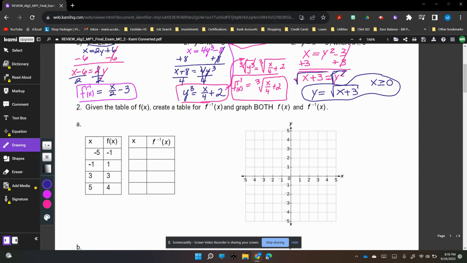Okay, for number 2, these are the super easy ones. There's nothing you're going to see that's easier than this. The first step of an inverse is, remember, switch x and y. So that means the x's become y's and the y's become x's. So here I'm going to write -1, -5. Here I'm going to write 1, -1. For this one, it's going to be the same, 3 and 3. And this one's going to be 4, 5. I'm literally just swapping out the x's and the y's.